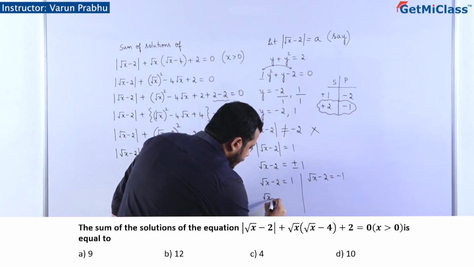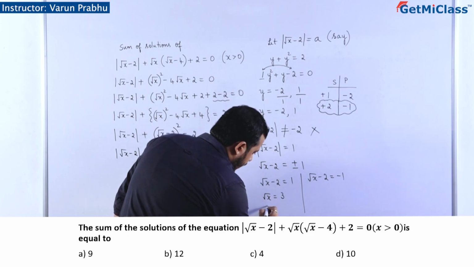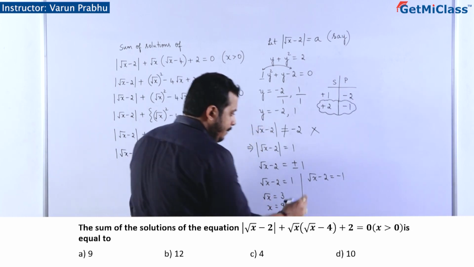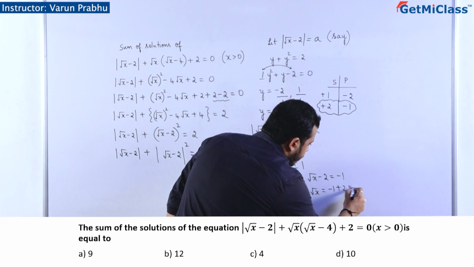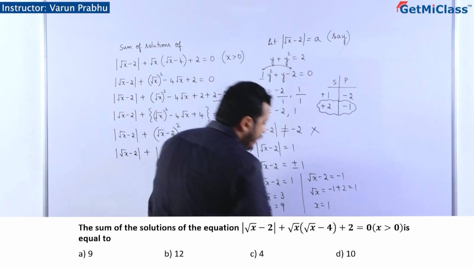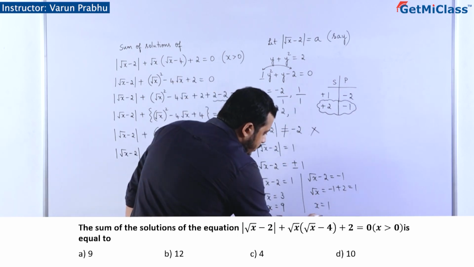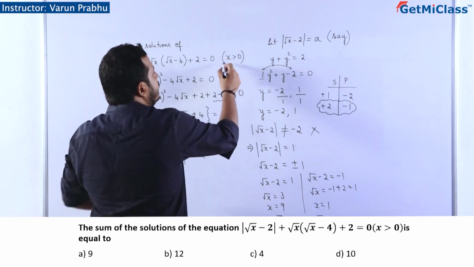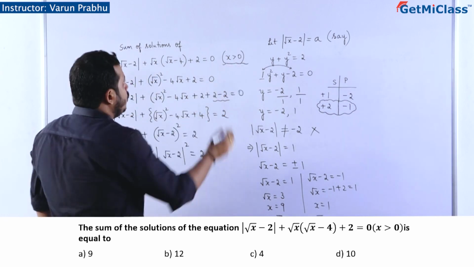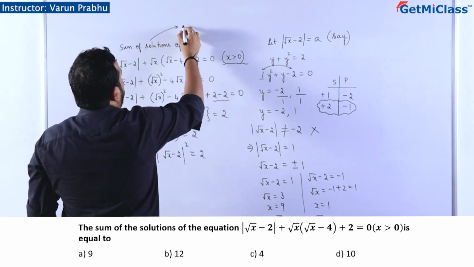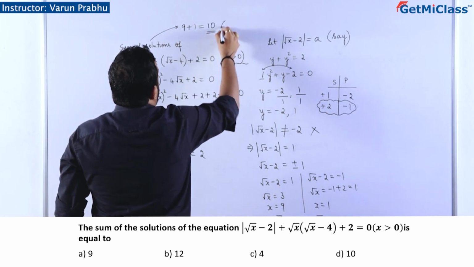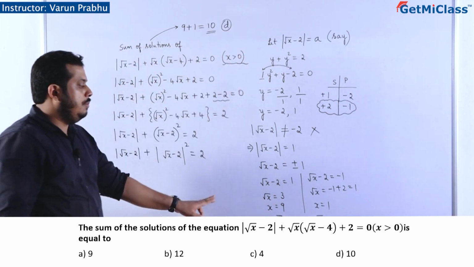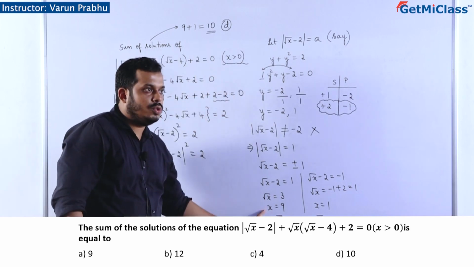So root x is equal to 1 plus 2, 3, so x should be equal to 9. Root x should be equal to minus 1 plus 2, that is equal to 1, so x should be equal to 1. These are the two possible answers because x greater than 0 is given in the problem. So the sum of solutions will be equal to 9 plus 1, that is equal to 10, which corresponds to option D. Is it okay? These are the two solutions possible.